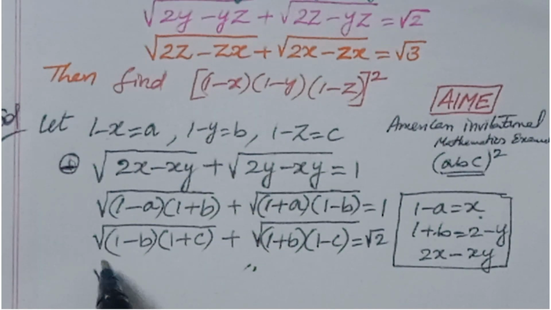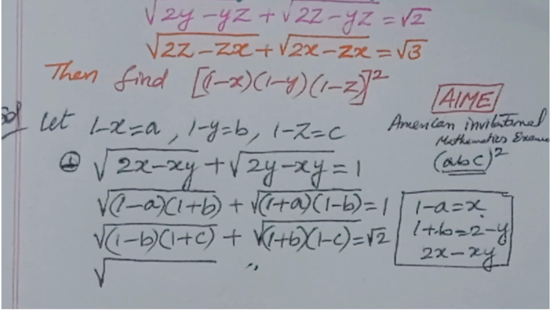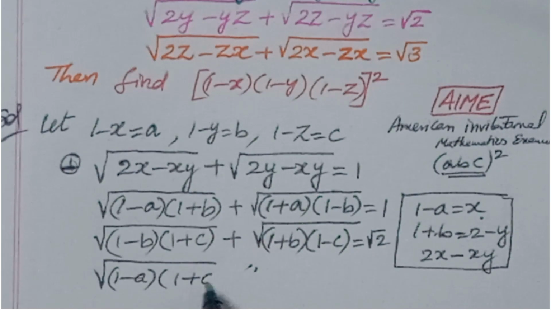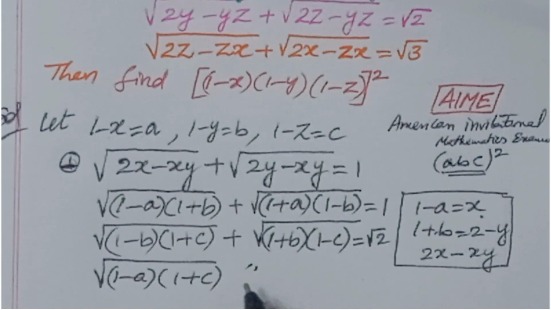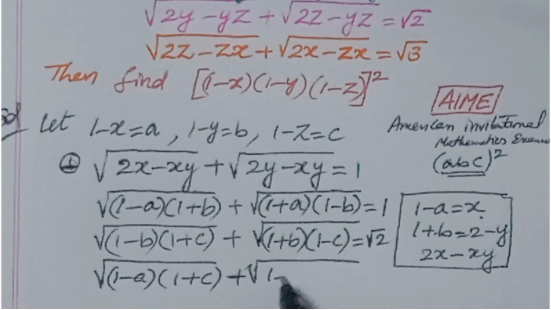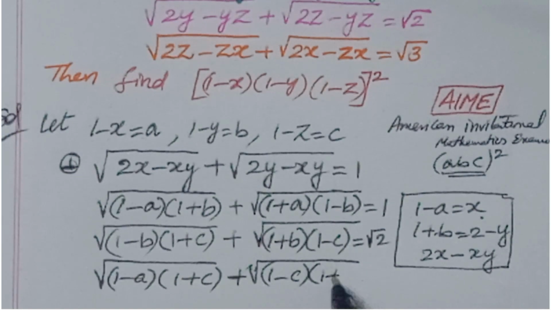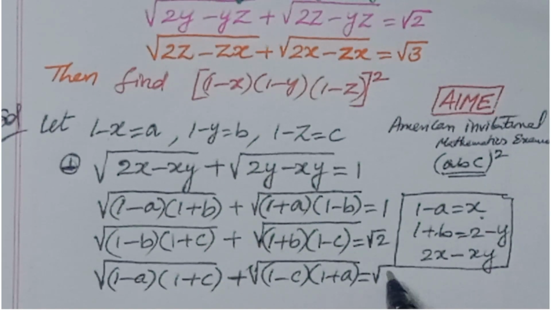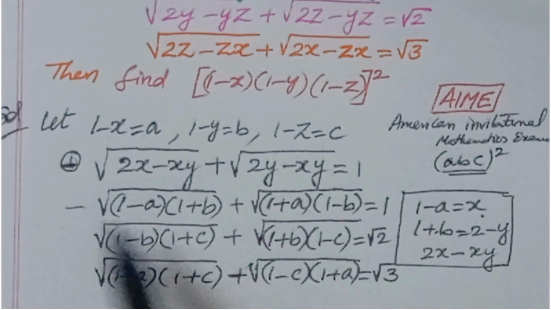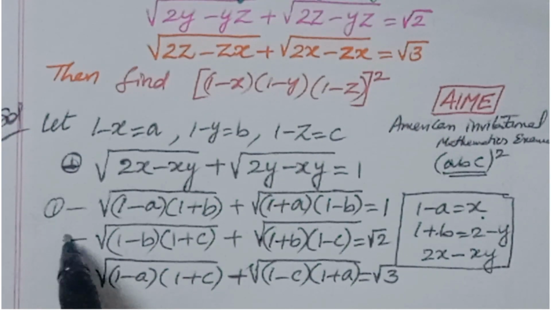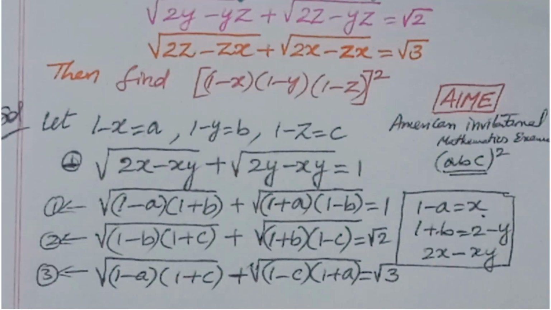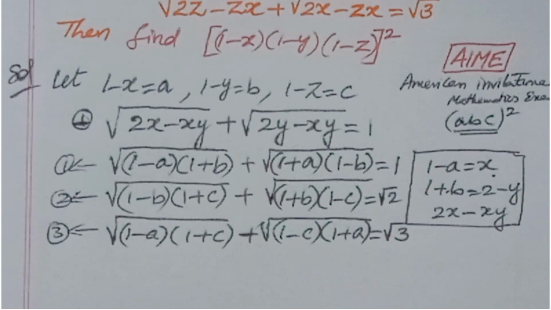Now if you take the third one, square root of (1 minus a) into (1 plus c) plus square root of (1 minus c) into (1 plus a) is equal to root 3. Let me label these as equations 1, 2 and 3. These are the three equations we are having.